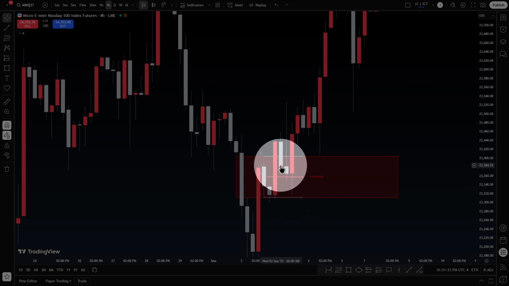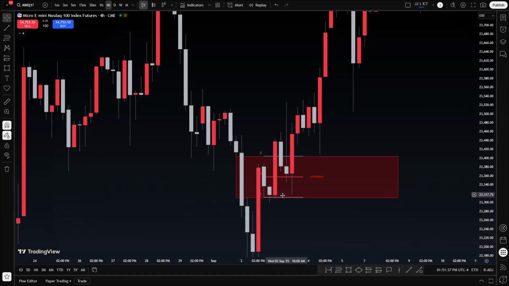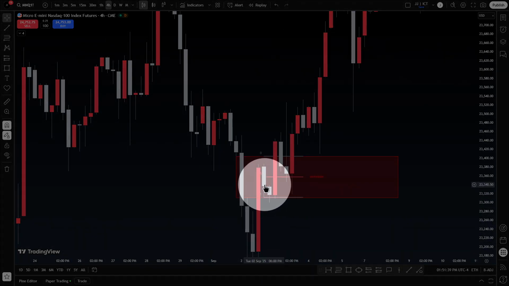Now, these wicks here, right? These wicks are doing something also. What are they doing? They're visiting other PD arrays. There's one right here. You're probably like, well, what is that? That's a PD array? Yes, it is. These two candles are a PD array also, in which you probably know of. This is a PD array.